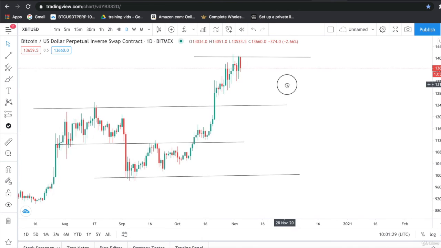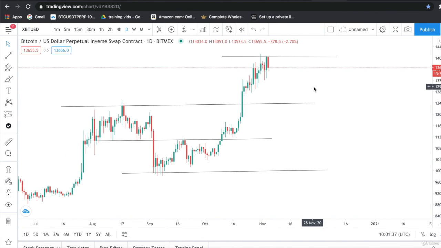So this is how simple the support and the resistance is. Practice as much as you can on any charts, any pair which you want to analyze.